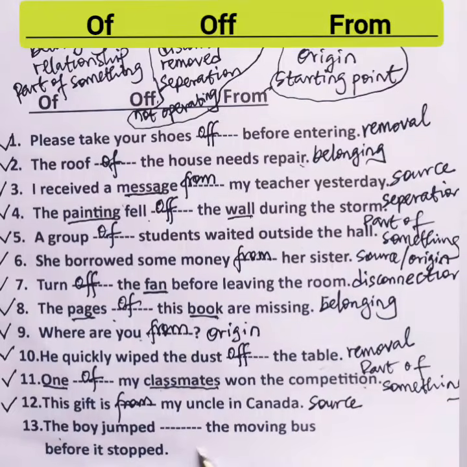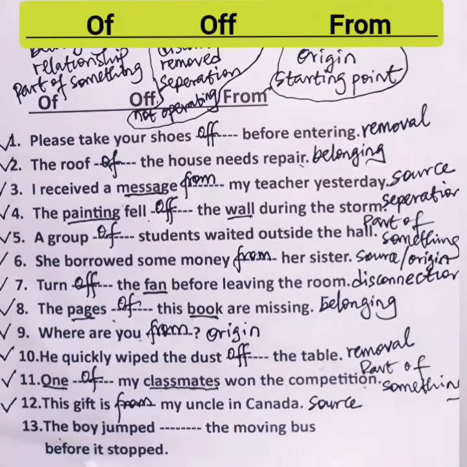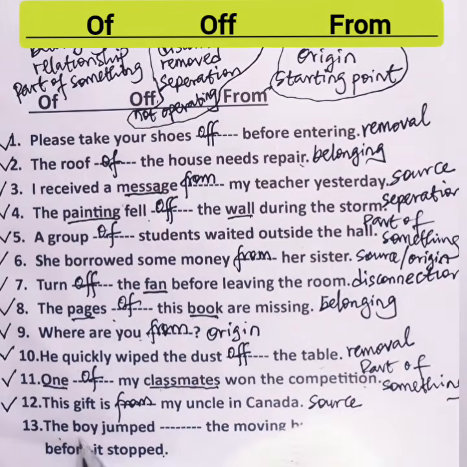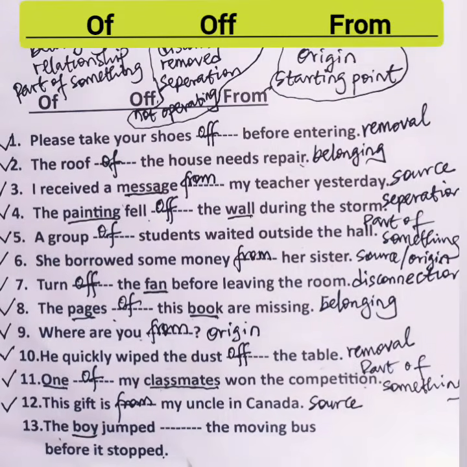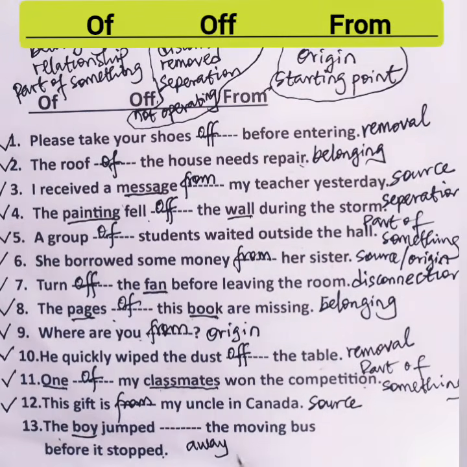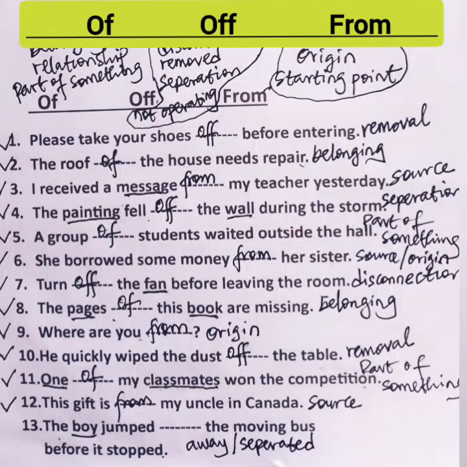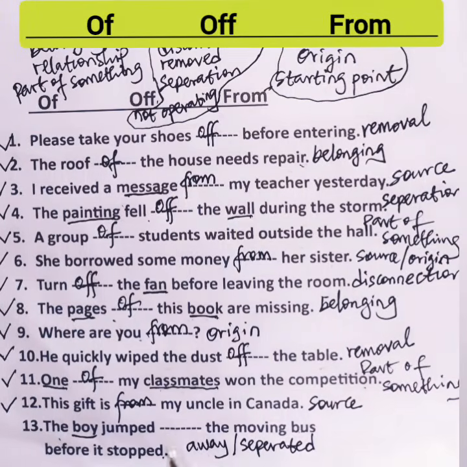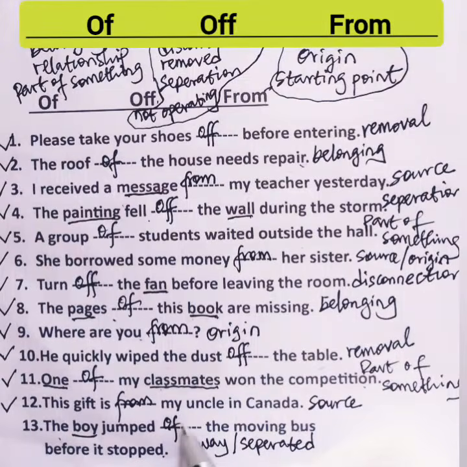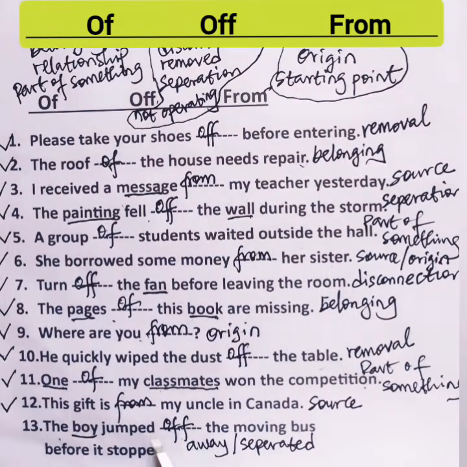The boy jumped blank the moving bus before it stopped. It says that the boy is away, or let's say he is separated from the moving bus. He is no longer in the moving bus because he jumped away. So what should we use here? Off. The boy jumped off the moving bus before it stopped.